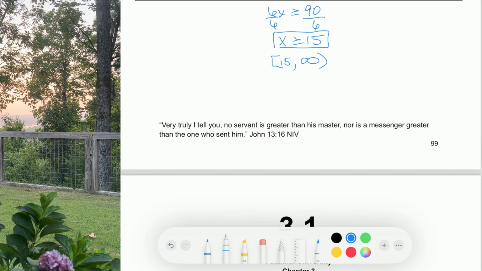All right, let's look at our Bible verse. Very truly, I tell you, no servant is greater than his master, nor is a messenger greater than the one who sent him. John 13:16.